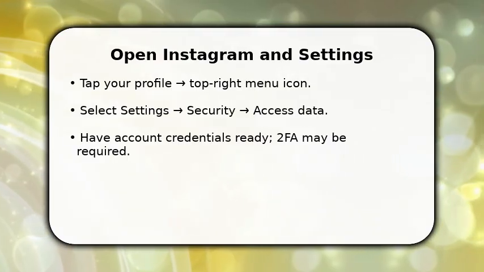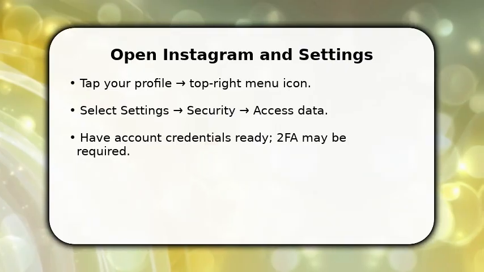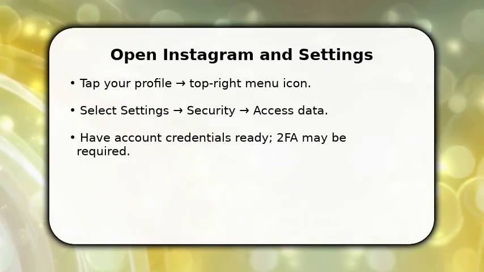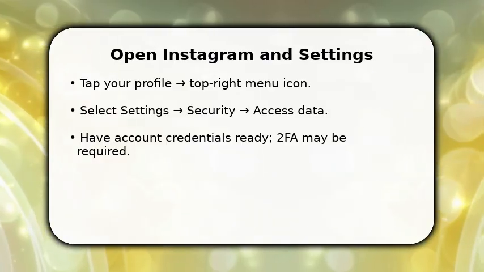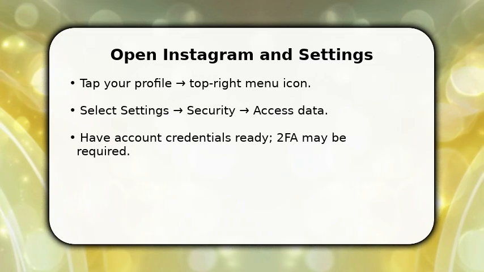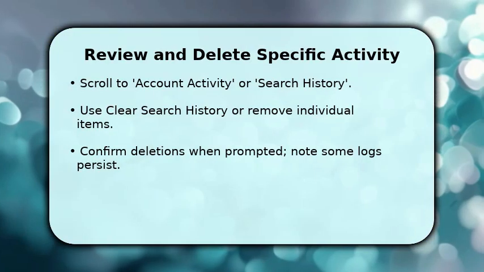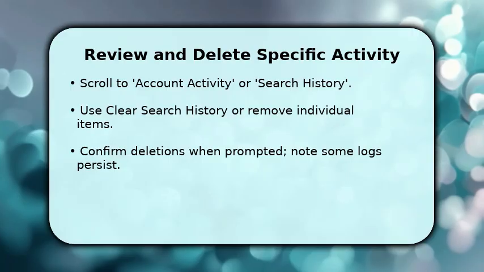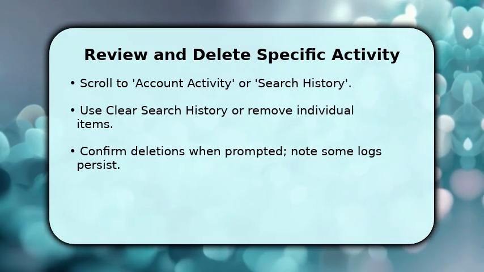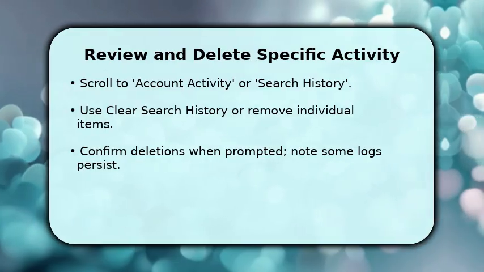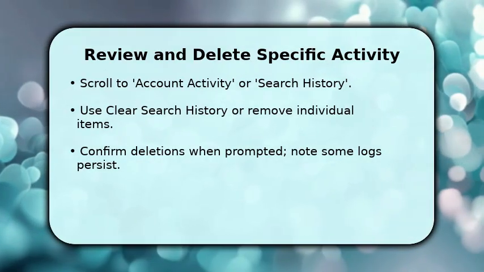Once done, make sure you have your password or two-factor code nearby, since Instagram may prompt you to confirm identity before letting you clear any records. Next, review the categories. Look for search history, account activity, and login activity. You can clear search history with a single button or tap individual items to remove specific entries. This gives you control over what disappears.